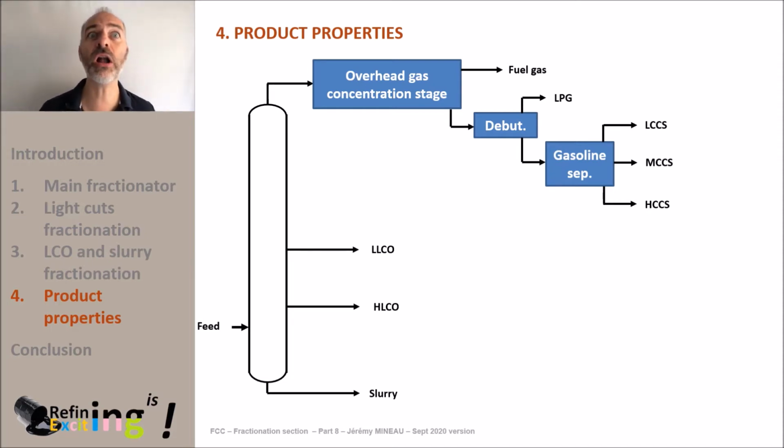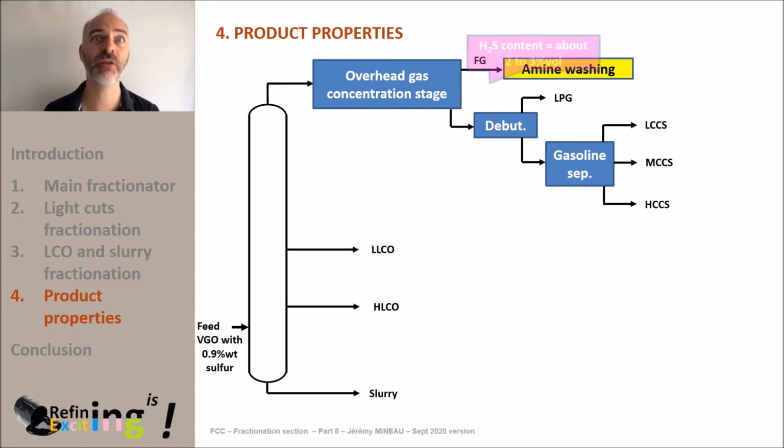As a reminder, all the properties we will detail in these 2 last videos will be related to a typical VGO feed containing 0.9 weight% sulfur. First, the fuel gas stream recovered at the top of the secondary absorber will be washed with an amine solution to remove the H2S. This stream, as seen in previous videos, contains part of the 50% of the feed sulfur which has been converted into H2S in the FCC reactor. The typical H2S content in the fuel gas is about 2 to 3 volume% or about 4 to 6 weight%.